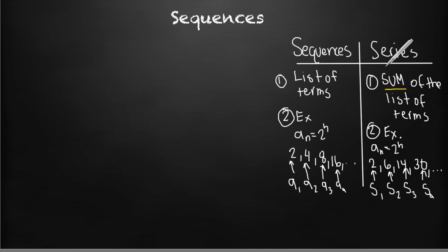Now a series, which is going to be the majority of our focus over the next few weeks, is the sum of the list of terms. So we'll say S1, which is the sum of the first term, is just 2. And then the sum of the first two terms would be 2 plus 4, which is 6. The sum of the first three terms would be 2 plus 4 plus 8, which would be 14. And the sum of the first four terms would be 2 plus 4 plus 8 plus 16, which would be 30. We're going to get into series a little bit more, but today we're going to focus on sequences.